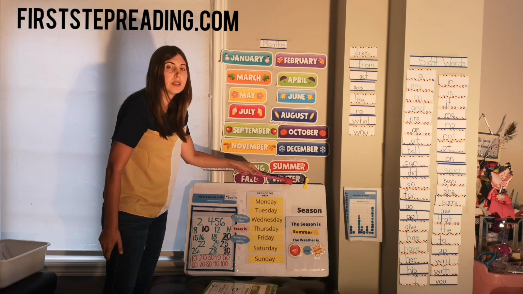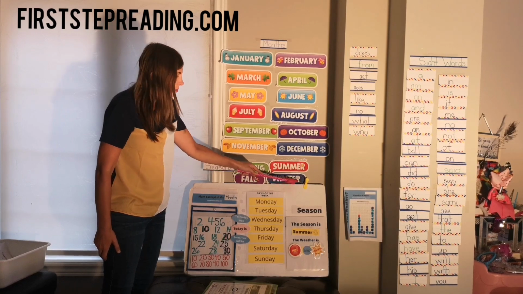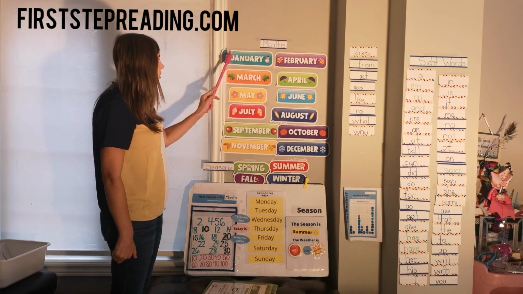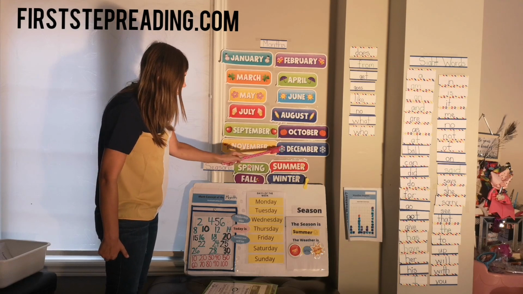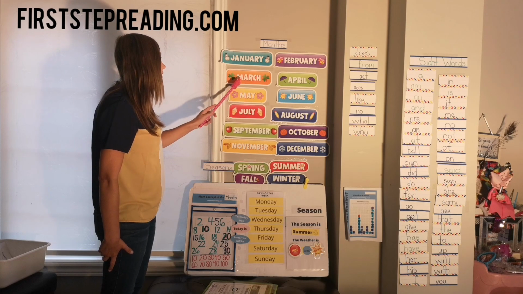Then it cools down some more in the winter. That's our coldest season. That's why sometimes it snows in the winter, right? These months are in the winter. You see a snowman, snowflakes. And it warms up in the spring.